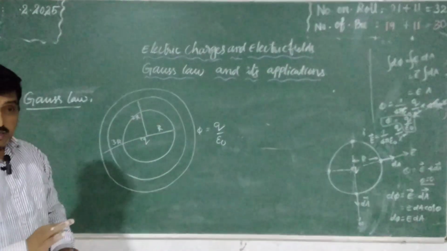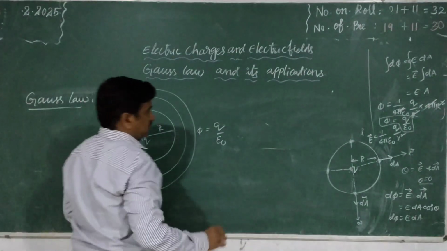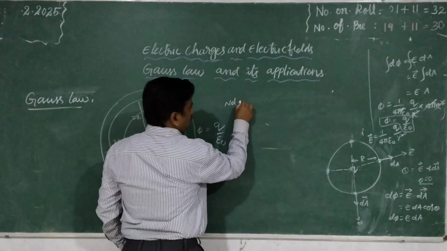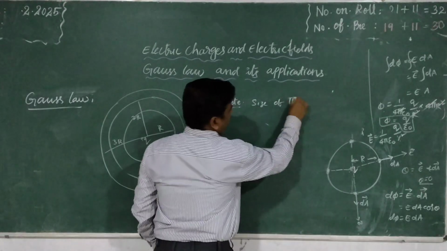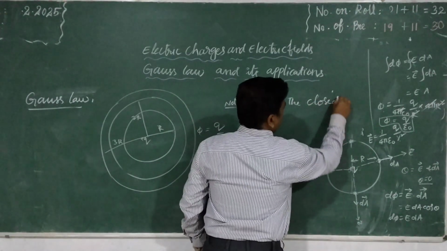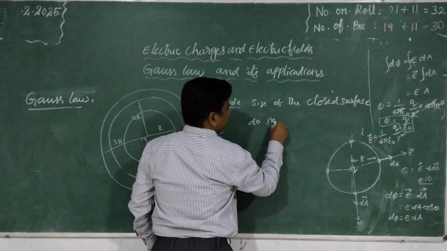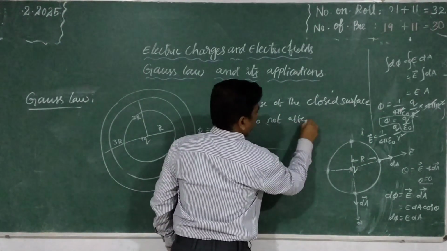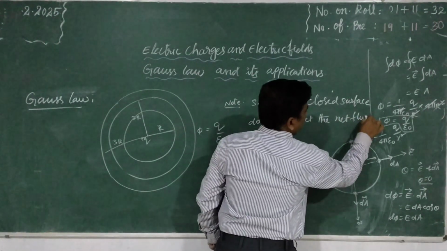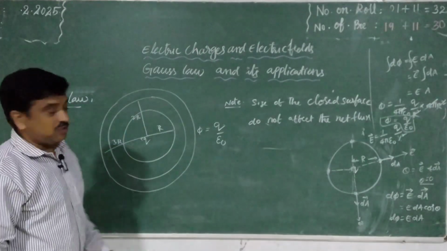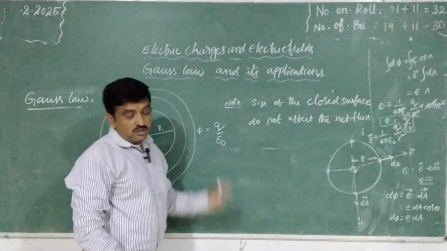This means the size of the closed surface does not affect the net flux. Note here: the size of the closed surface does not affect the net flux. As the size increases, the net flux does not change.